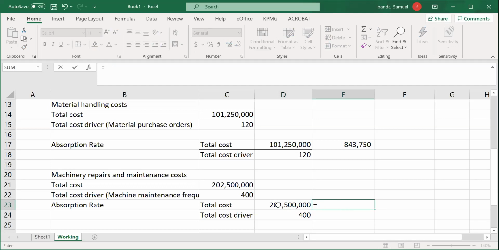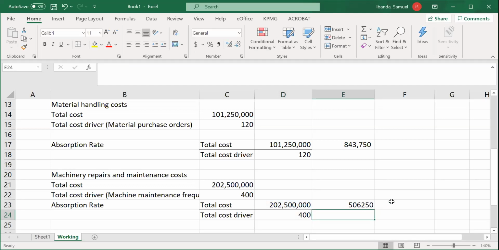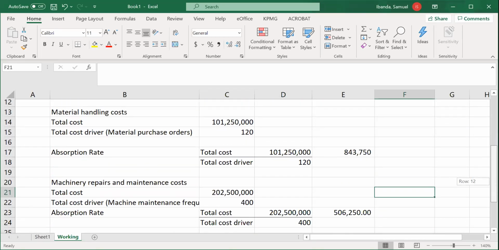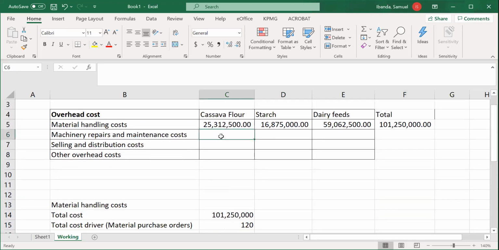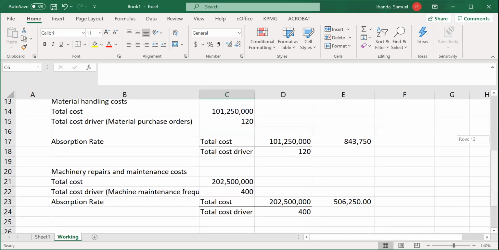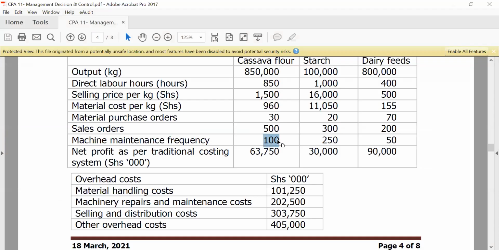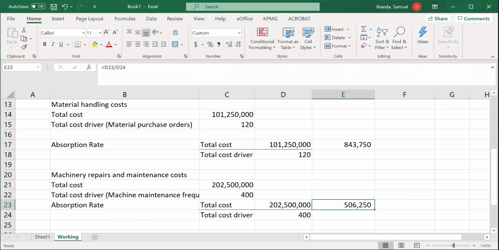And this divided by this will give me 506,250. So what that means is that when I want to get my machine repairs and maintenance cost, I'm going to get the cost driver times this value that I have gotten down here. So my cost driver for cassava flour, I'll just come back here. Cassava flour has 100. So I'll get 100 times the value I got, okay? So it will be basically 100 times this value.